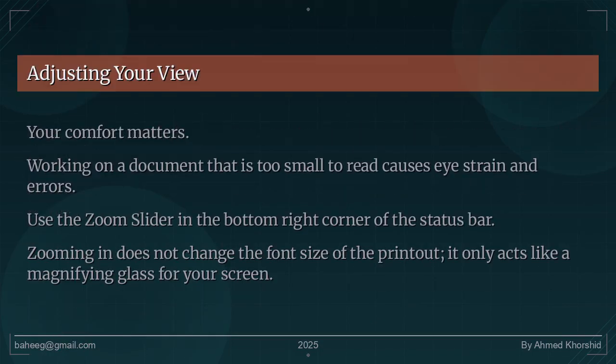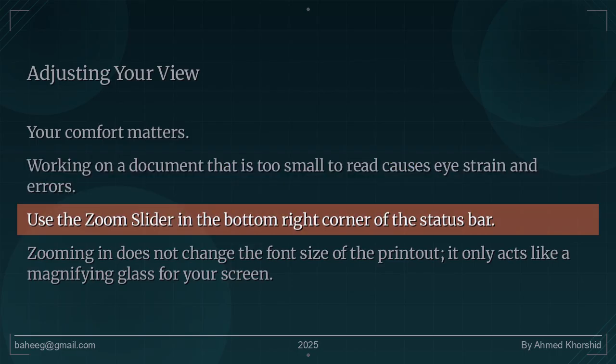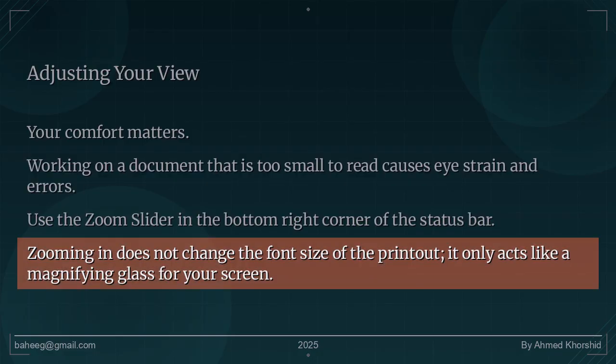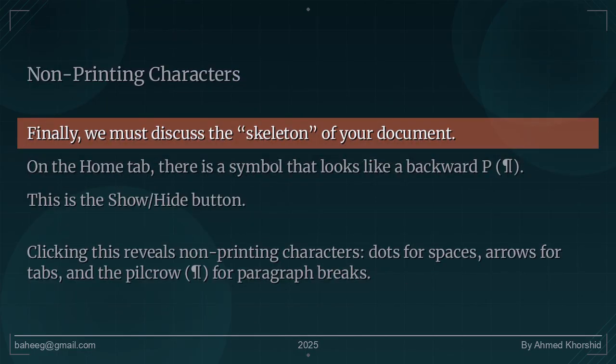Adjusting your view. Your comfort matters. Working on a document that is too small to read causes eye strain and errors. Use the zoom slider in the bottom right corner of the status bar. Zooming in does not change the font size of the printout, it only acts like a magnifying glass for your screen. Non-printing characters. Finally, we must discuss the skeleton of your document.